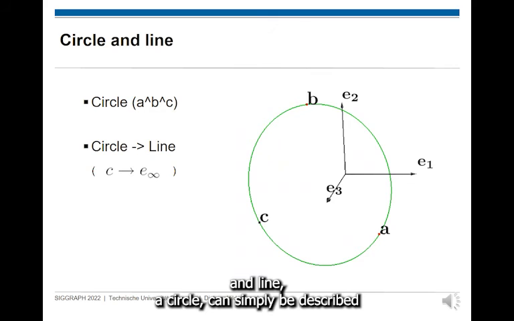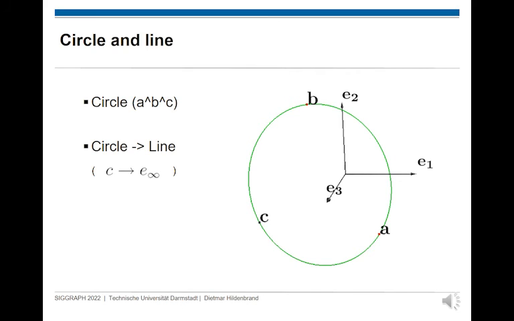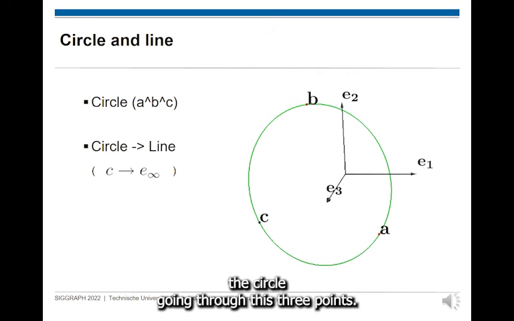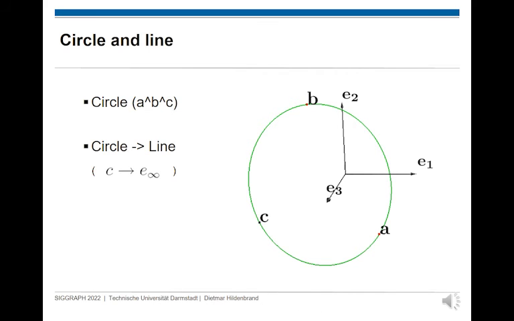A circle can simply be described by the outer product of 3 points of this circle, meaning the outer product A wedge B wedge C describes the circle going through these 3 points. And if we exchange the point C, for instance, with E infinity, the result is simply the line going through A and B.